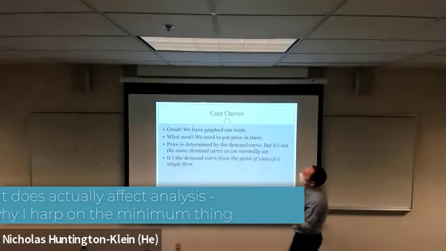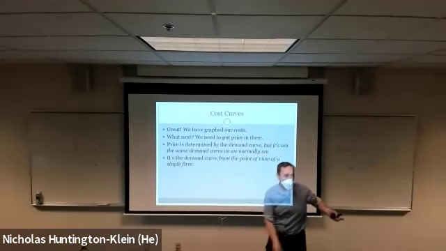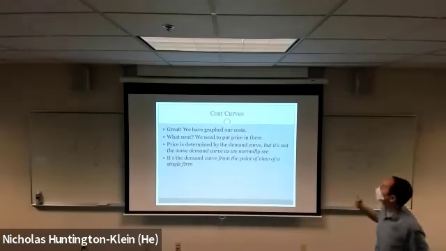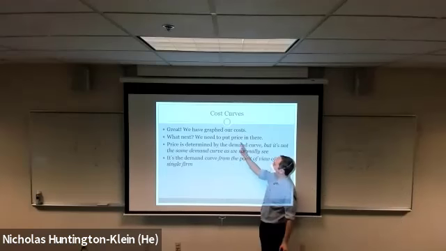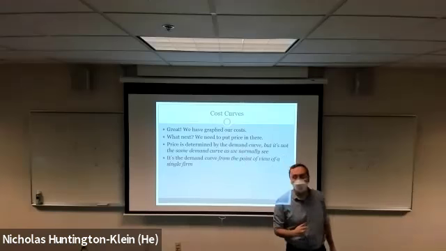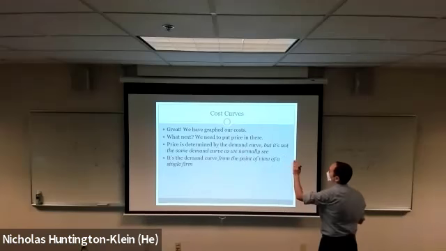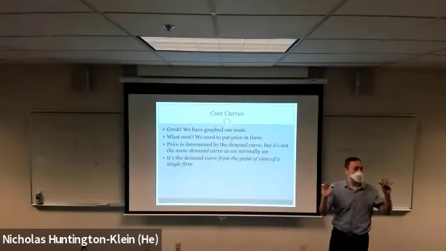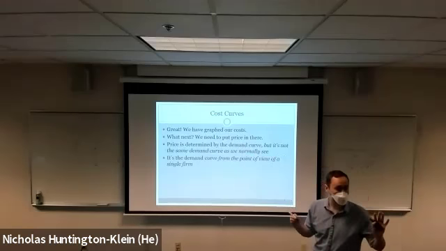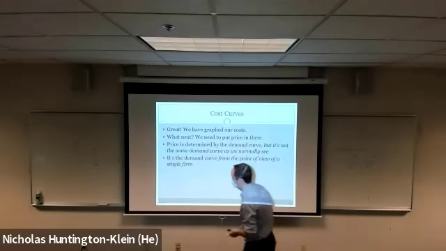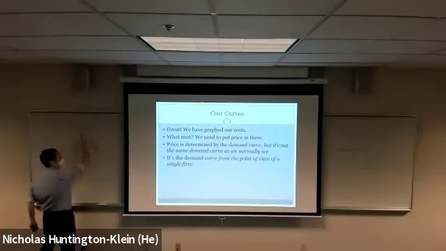All right, so we have graphed our costs. We have a graph with two lines on it: marginal cost and average cost. The next thing we need to do is put price on it. Price is determined by the demand curve, but this is not the same demand curve we've been working with, which is downward sloping.